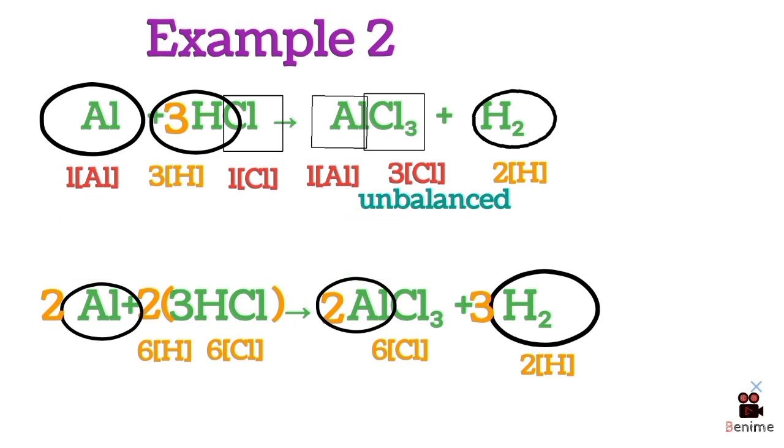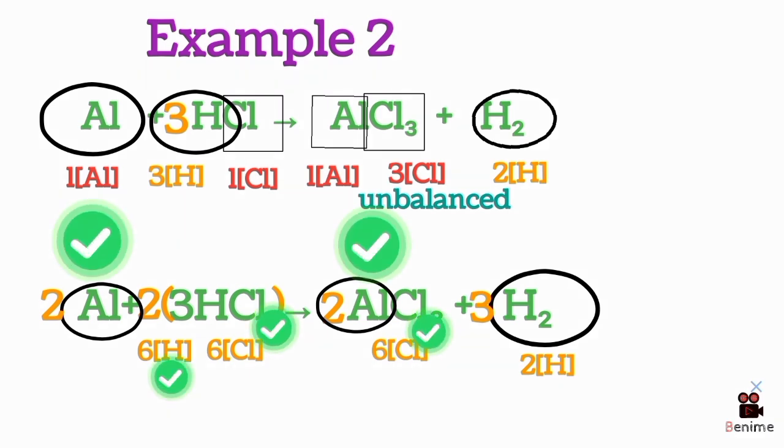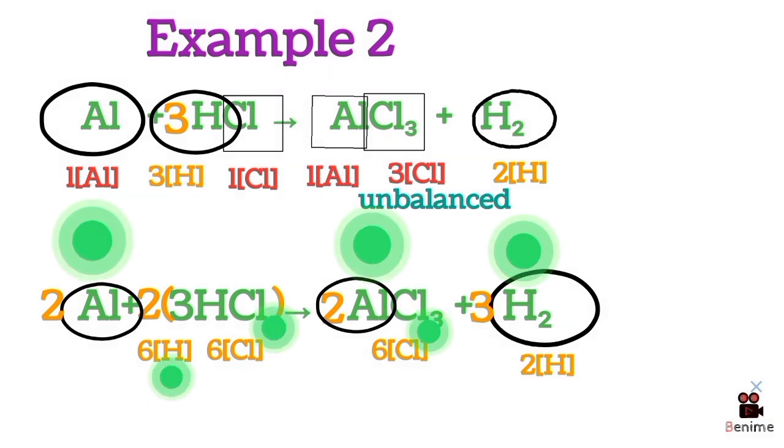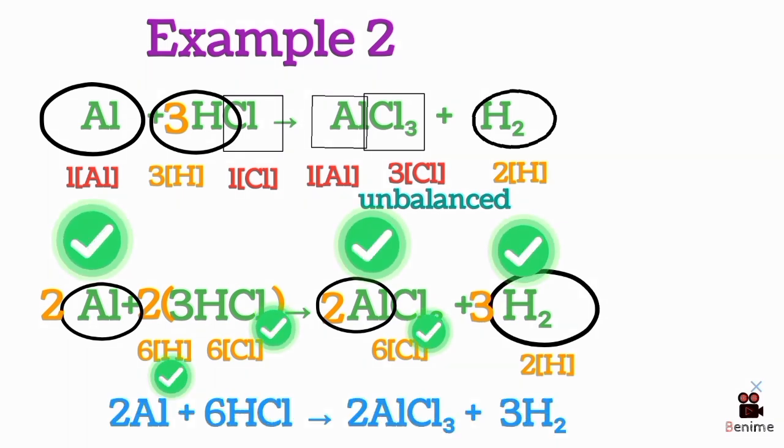Total chlorine atoms on the left side are 6. Total chlorine atoms on the right side are also 6. Total hydrogen atoms on the left side are 6. Total hydrogen atoms on the right side are also 6. Now look at the equation. All atoms are balanced on both sides of the equation. So our equation is balanced.